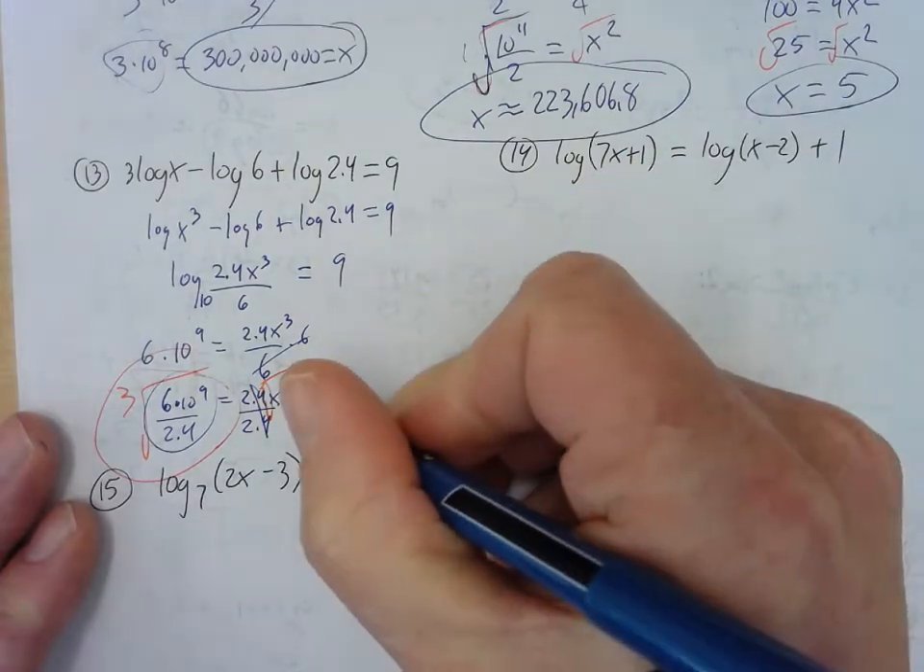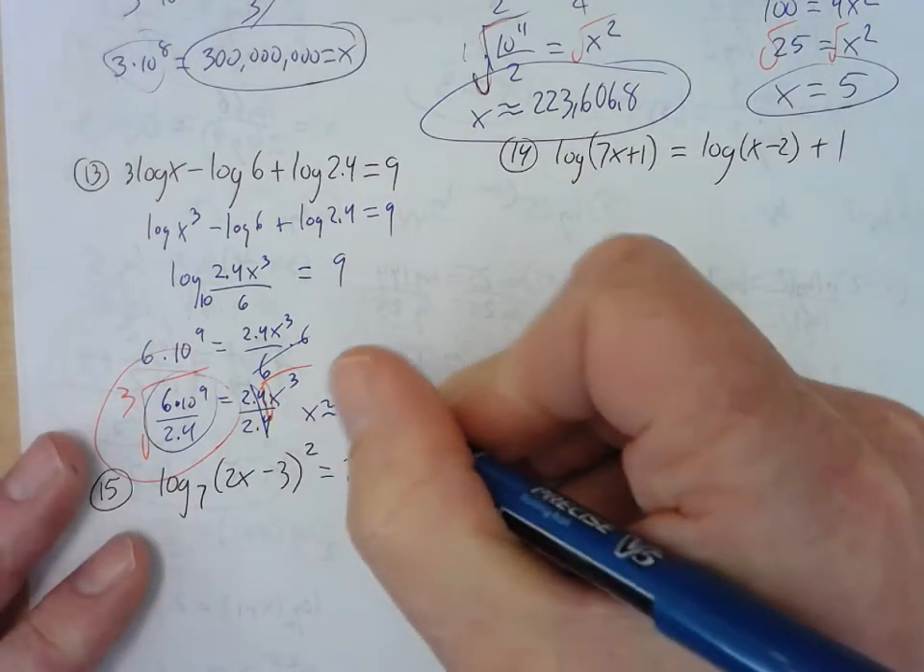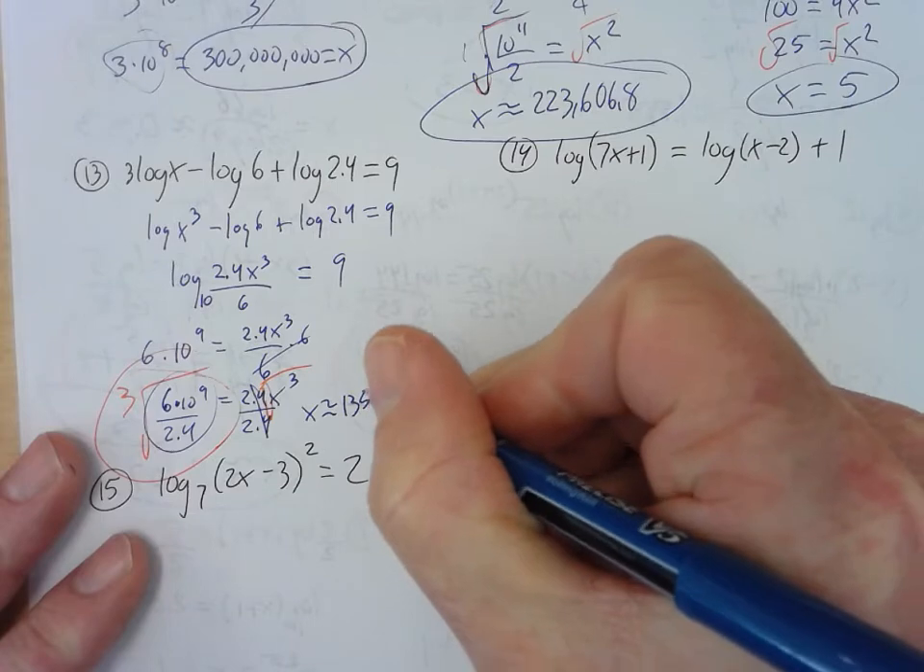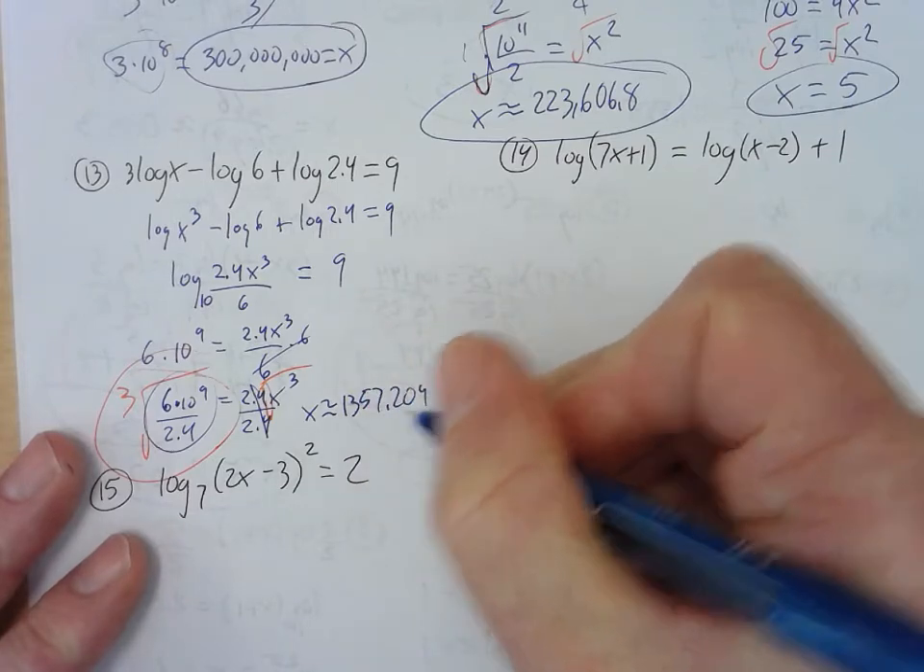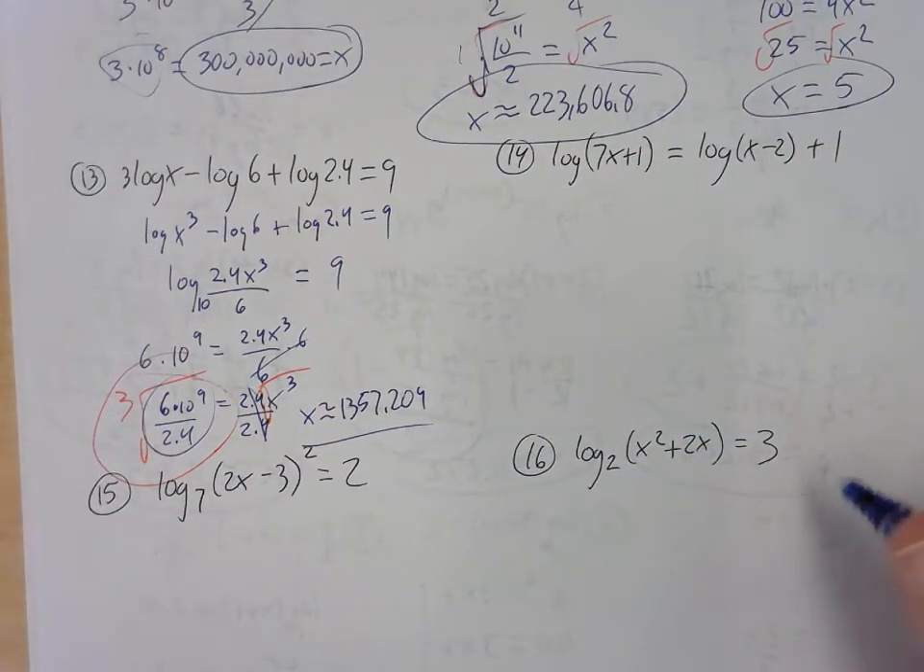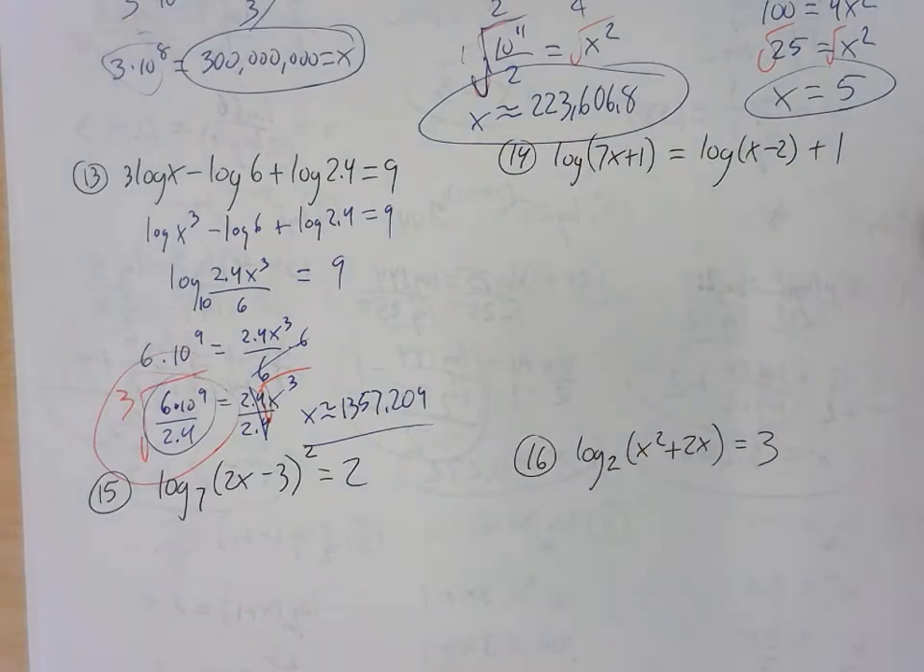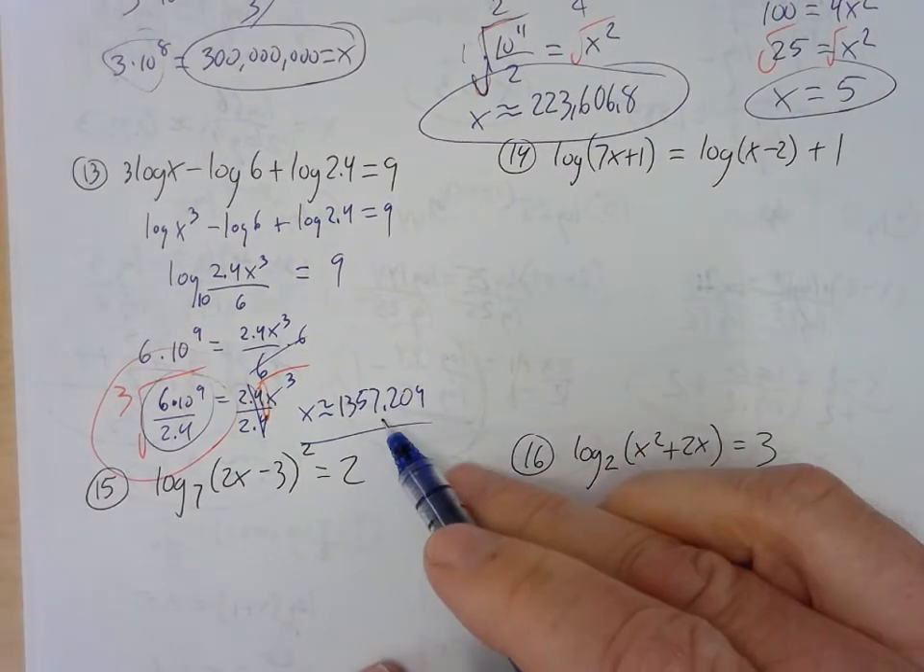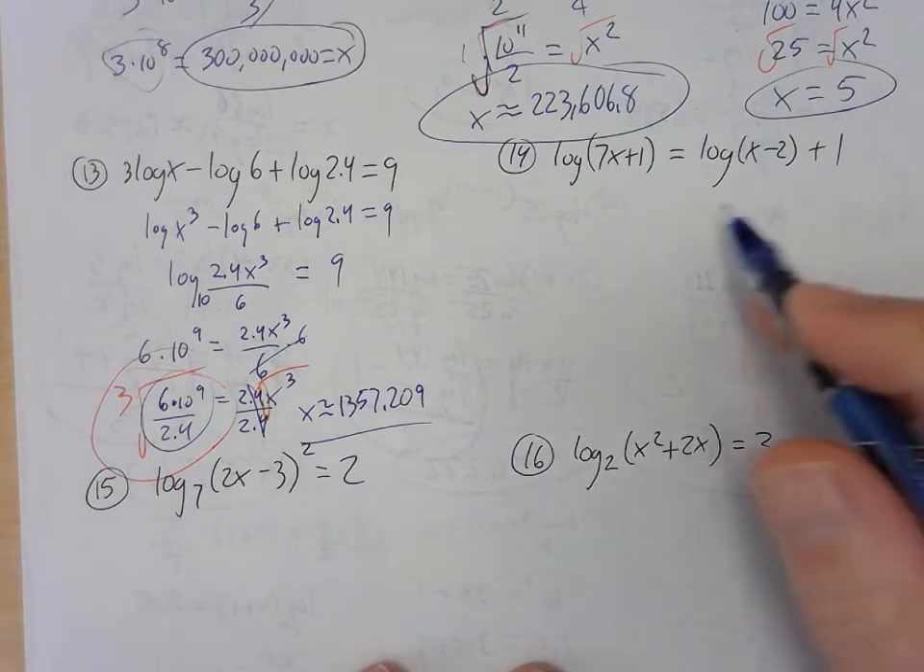So x is approximately equal to 1357.209. Oh, I could have moved this over a little bit more. I've got plenty of room. So it's 1357.209. All right.